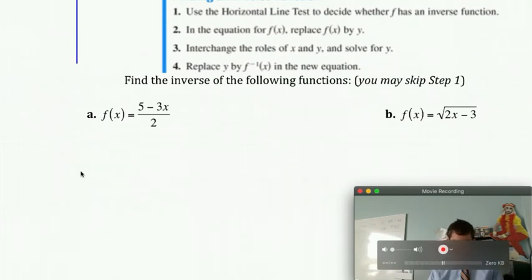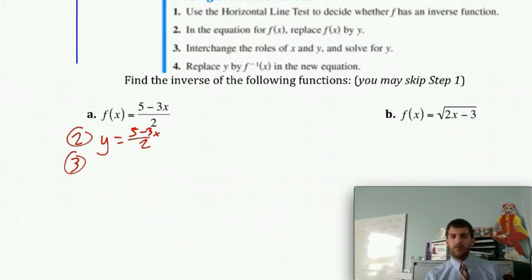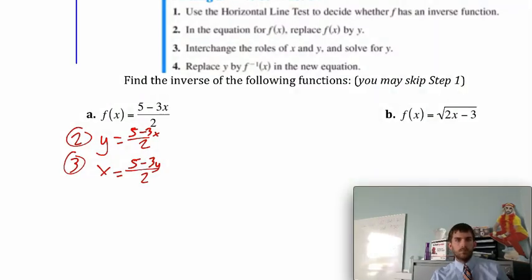Part 2 says exchange f of x for y. So instead of f of x equals, we're going to make it y equals 5 minus 3x divided by 2. Step 3, if you think back to algebra 2, there was a lot more involved in 3. We did some very specific processes. We're just going to keep it general, but there's a lot that can go on here. So part 3 says interchange the roles of x and y. So instead of y equals, we're going to make it x equals. Instead of 5 minus 3x, we're going to make it 5 minus 3y over 2. So now to start solving for y, we're going to multiply both of those sides by 2.